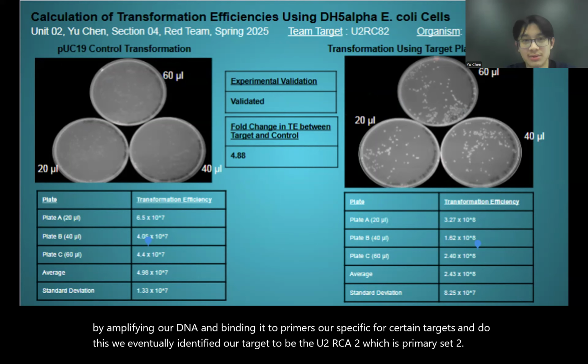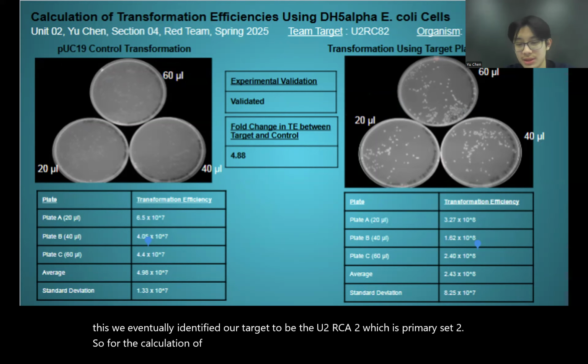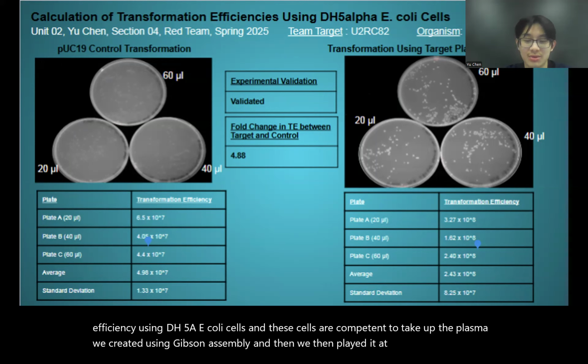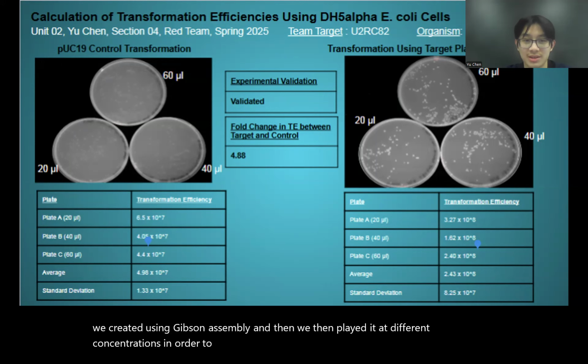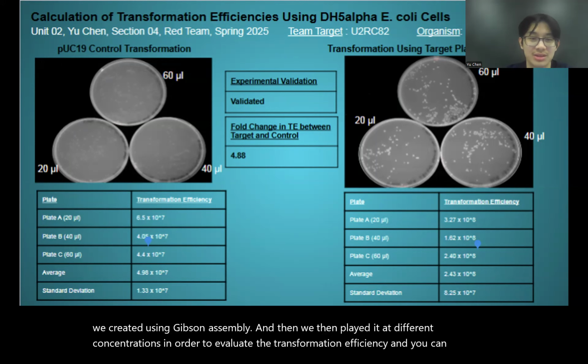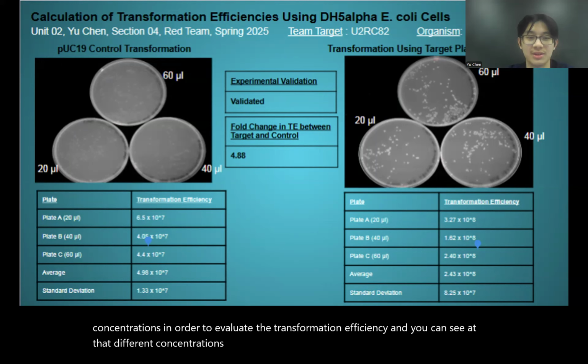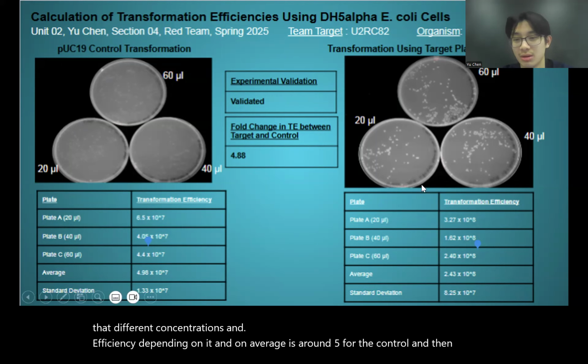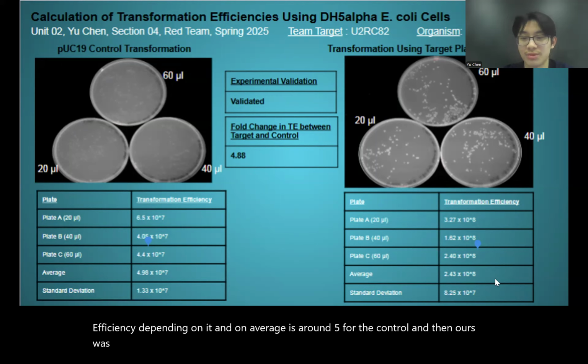So for the calculation of transformation efficiencies, we calculated the transformation efficiency using DH5 alpha E. coli cells. And these cells are competent to take up the plasmid we created using Gibson assembly. And we then plated at different concentrations in order to evaluate the transformation efficiency. And you can see the efficiency at the different concentrations. On average, it was around 5 for the control, and then ours was a little lower at 2.43.